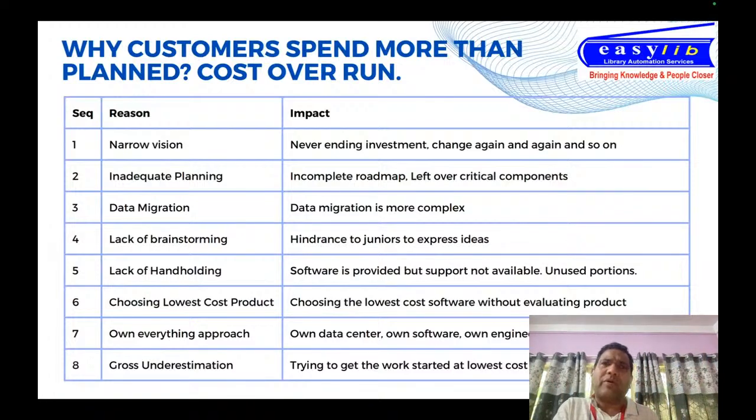Next, the seventh item that causes the cost overrun in many organizations is the own everything approach. I want to have my own data center. Our college should have its own data center with so many computers, so much air conditioning, so much of this and that. You have a huge data center that costs money. Own software, you want every software to be written by you, even though there could be best available products in the market. You want to have everything written by you because you own it.